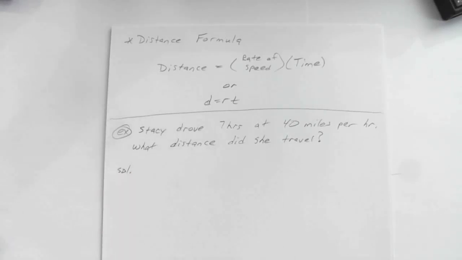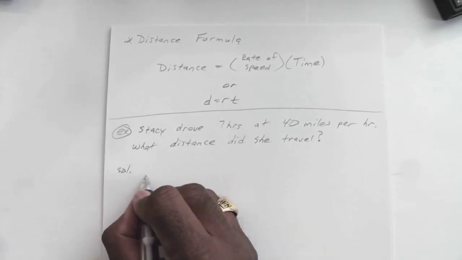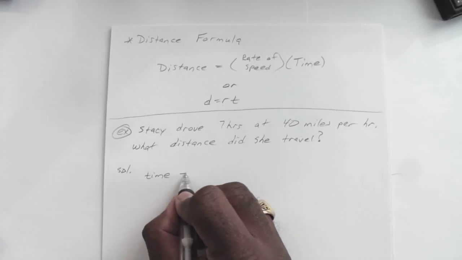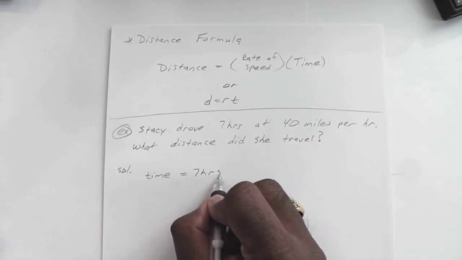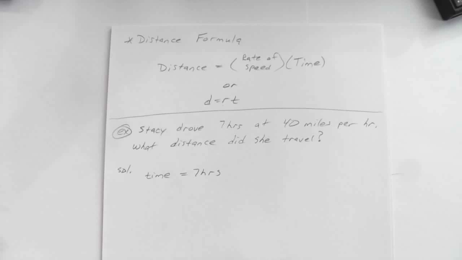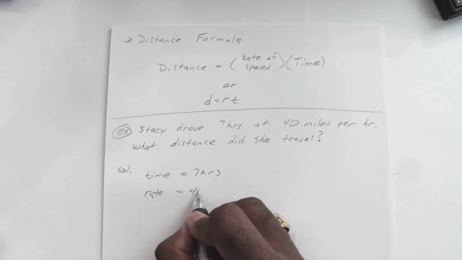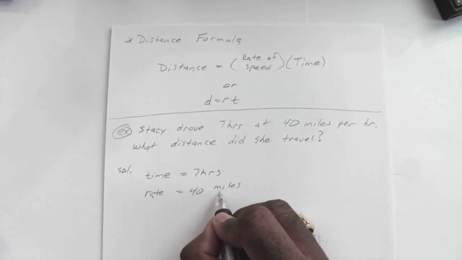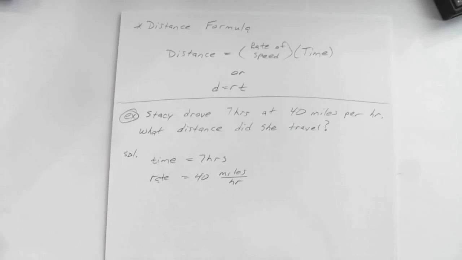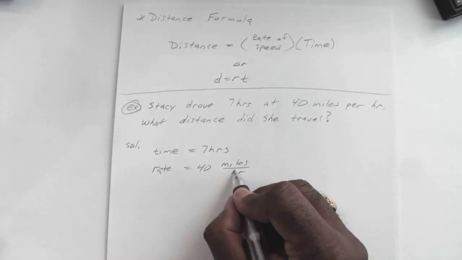Okay. So whenever you see miles per hour, meters per second, feet per minute, or anything like that, that's your rate. That's always going to be your rate. So in this case, we know that our time is 7 hours. You really only need the 7. You don't need the unit of measure. And our rate is 40 miles per hour. So clean that up just a little bit.